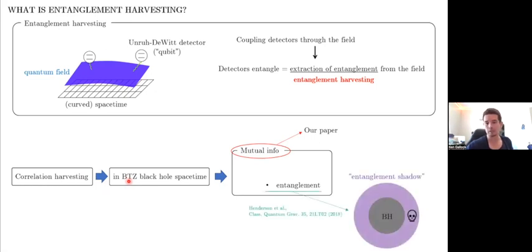This entanglement harvesting scenario was studied by Laura Henderson and her collaborators. In their paper, they found that near the event horizon, there is a region called the entanglement shadow, where you cannot harvest entanglement at all. So in our paper, we looked into this mutual information harvesting, to see what happens to this shadow and examine why this shadow exists.